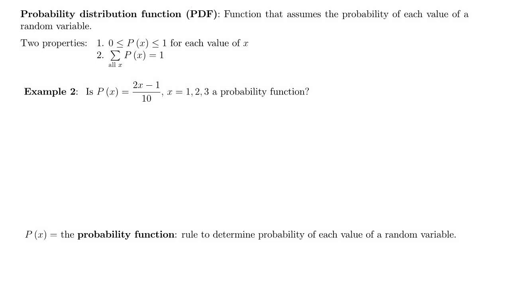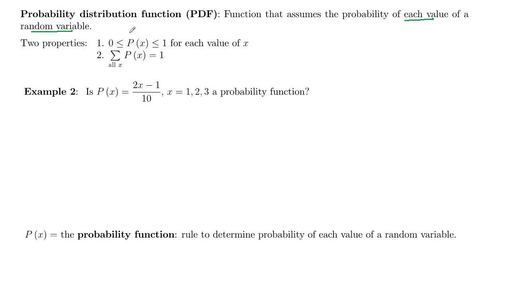Next, we want to talk about what is called a probability distribution function, or sometimes a probability density function, which is just a function or an equation that's going to assign the probability of each value of a random variable. And it could be a discrete or continuous random variable. So these probability distribution functions have two properties.